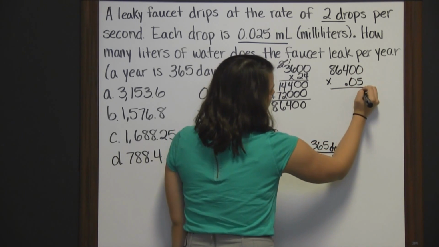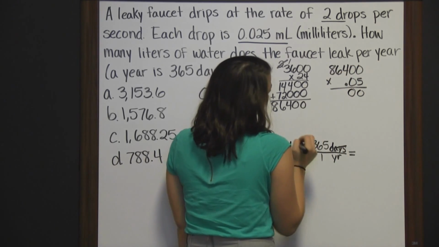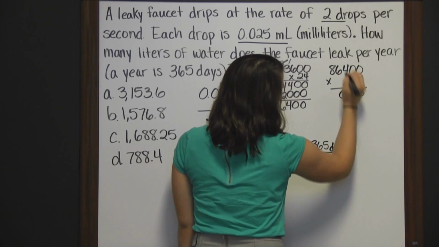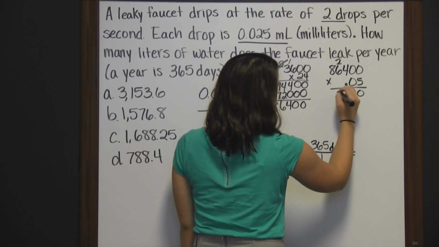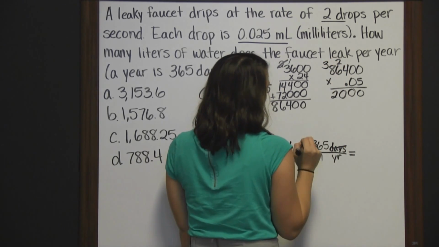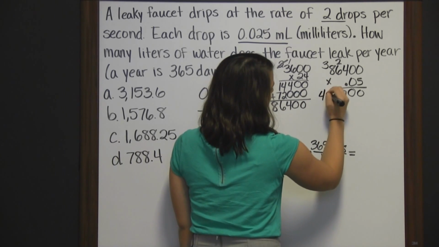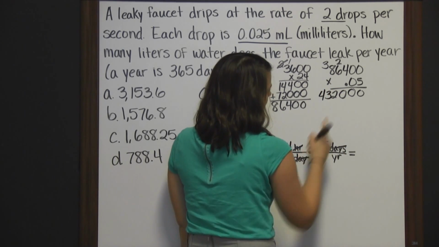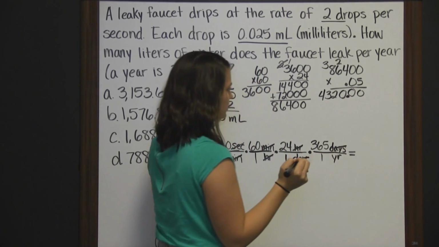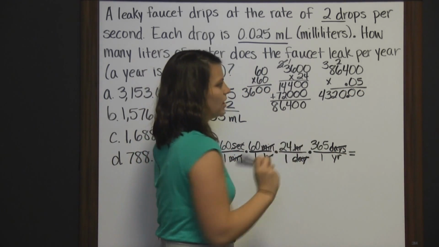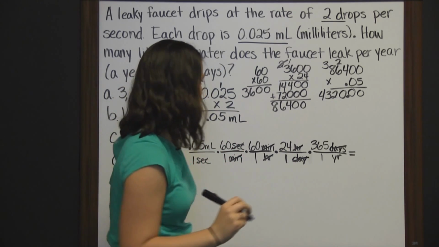So 5 times 0 is 0, 5 times 0 is 0, 5 times 4 is 20, carry the 2. 5 times 6 is 30, plus 2 is 32, carry the 3. 5 times 8 is 40, plus 3 is 43. And we have two numbers behind the decimal, so our answer should also have two numbers behind the decimal. And then we have one last number to multiply by, and that's 365.